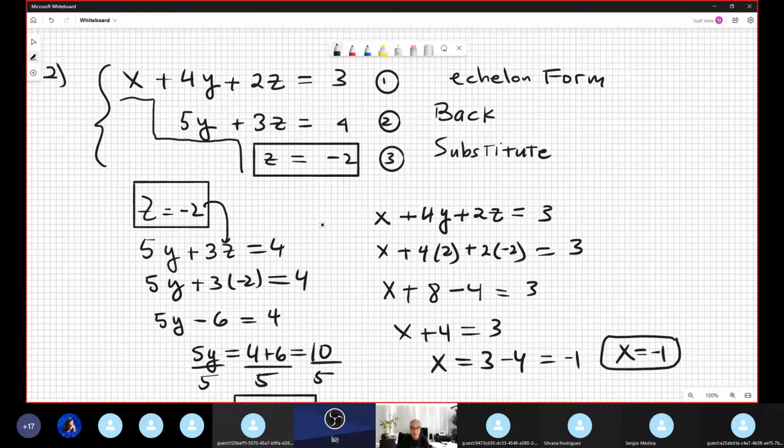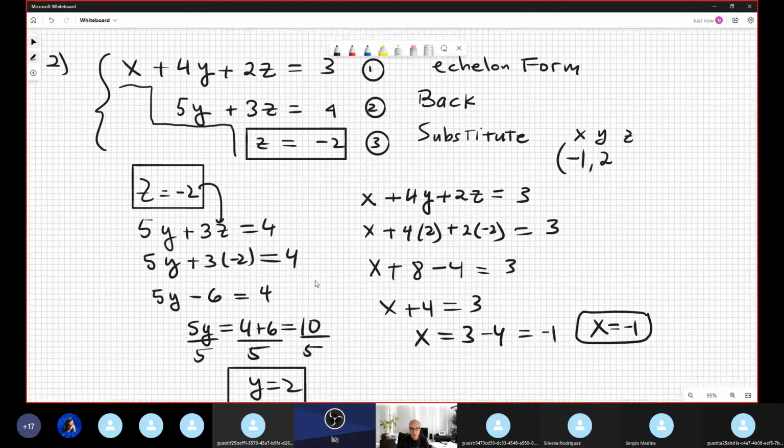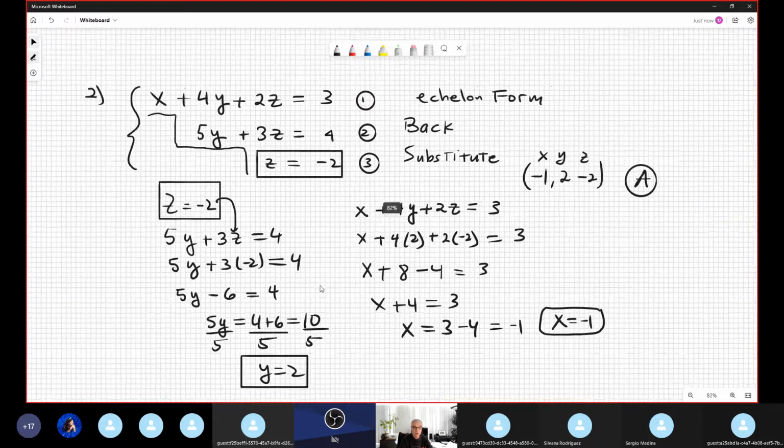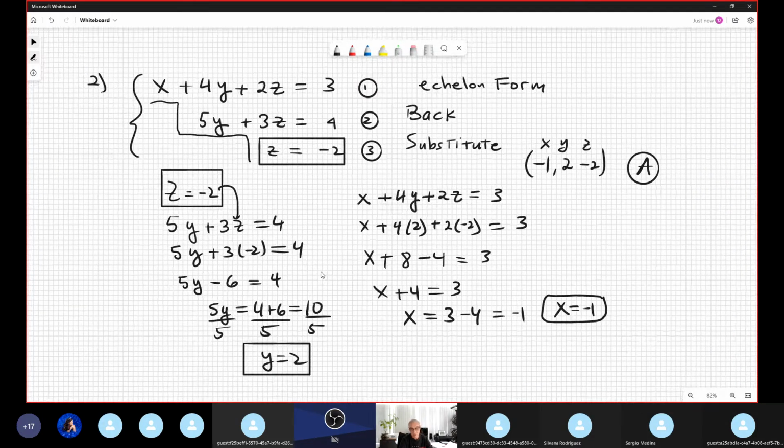Now final answer, my solution is the ordered triple negative 1, comma, positive 2, que es de y, no? This is x, this is y, this is z. Let me see. X is negative 1, y positive 2, and z is negative 2. Wow, fantastic. It is option A in the handout. Of course, our test is not multiple choice. You need to show me that work in detail. Okay? You're detecting back substitution, no? The idea behind this. And that's it.